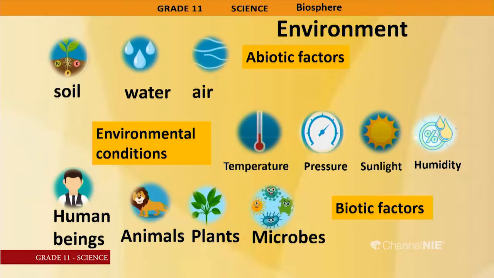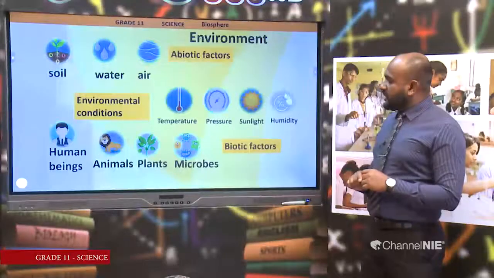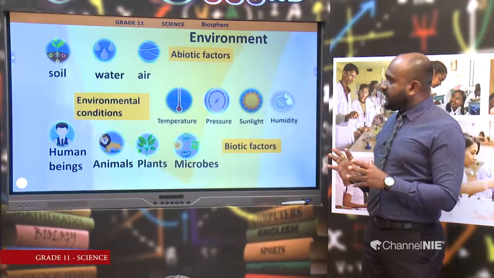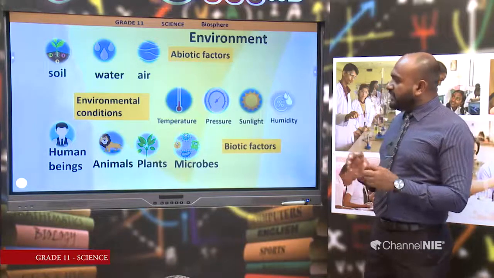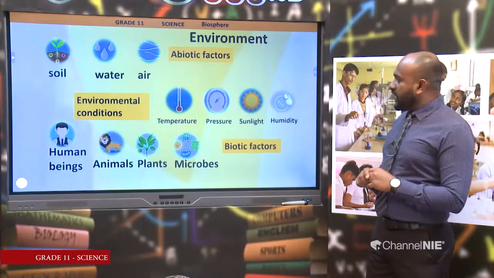Meanwhile, there are environmental conditions, temperature, pressure, sunlight, humidity. Now I think you can get a complete picture about the environment. It is not just about one thing, it is about all of these things. Now, as a result of the interactions among these things only, we get the environment, and as a result only organisms survive.